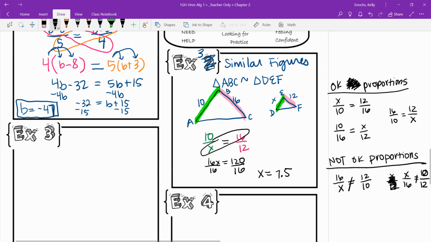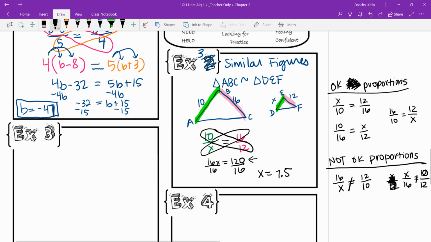Okay. So again, in similar figures, the proportions are probably not very difficult to solve, but you need to make sure that you write your proportion correctly in one of those okay setups so that you solve it and get the right answer. You can also kind of check right here in this step when we cross multiplied. If you cross multiply any of the okay proportions, you'll see they all give you the equation 16x equals 120. But if you go down to the not okay proportions, you'll notice that those equations do not give you 16x. They might give you 12x, and that is not okay.